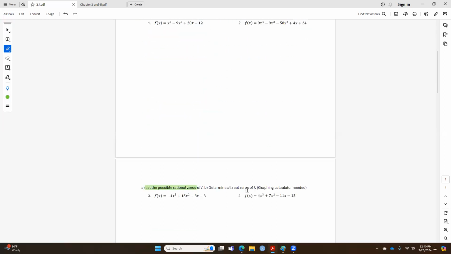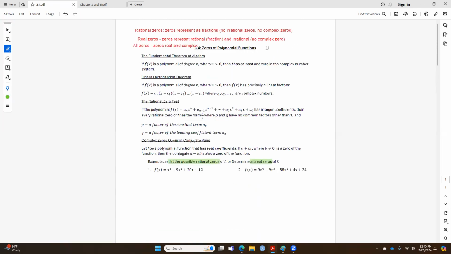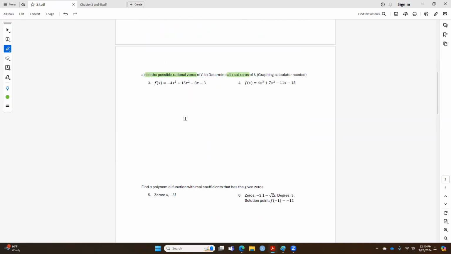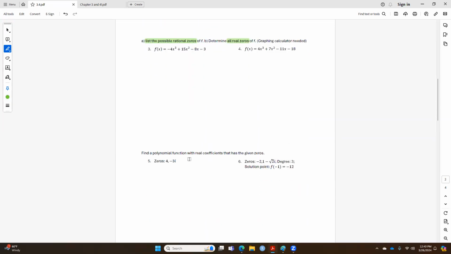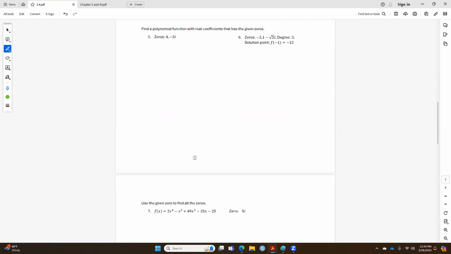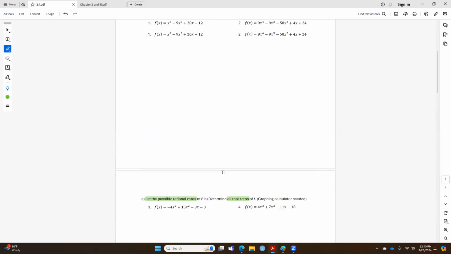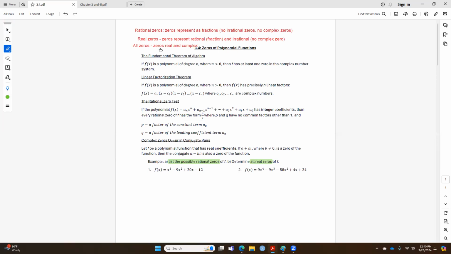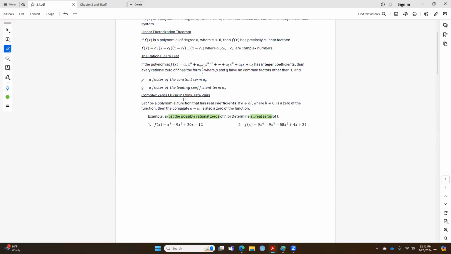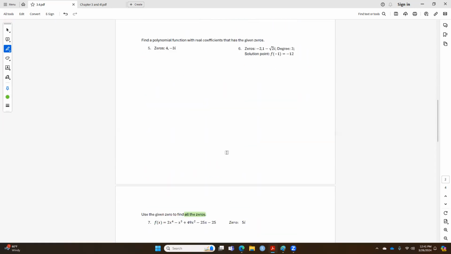And then they want you to list all real zeros. Again, real zeros means you cannot have complex zeros. And then they want you to find the point. We'll talk about that later on. This, they want you to find all the zeros. So what happens when I ask you for all the zeros? All the zeros represent zeros of any kind: real, complex, fraction, rational, irrational, any a plus bi form. So that is what they want you to do here.